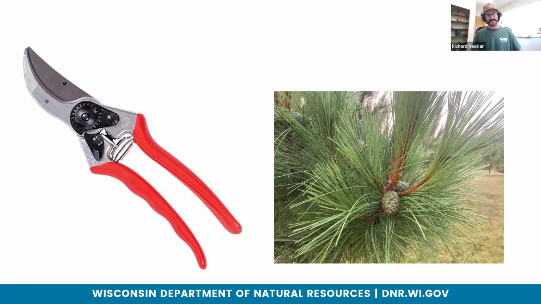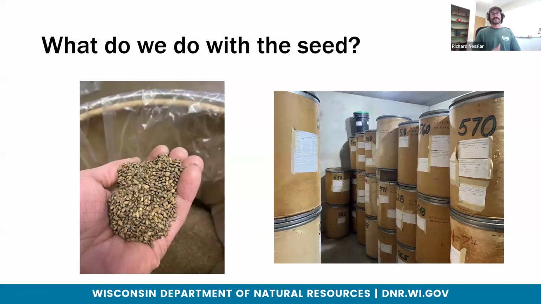On the left is what I'm talking about there. You've got your hand pruners, great sharp ones that you use for gardening and other work around the house. And again, over here on the right, you're just clipping at the very base of that cone where it meets the branch, trying to make the cleanest cut that you possibly can.